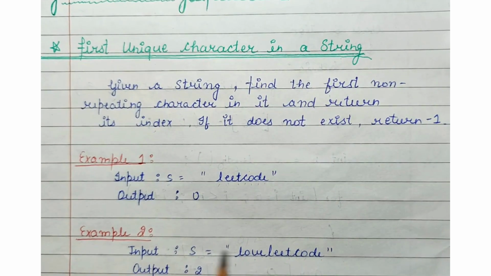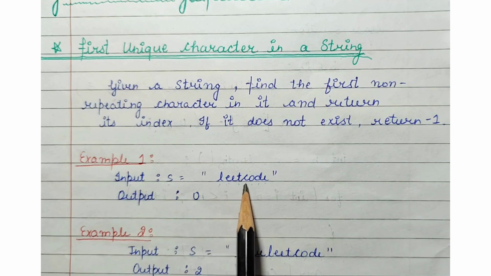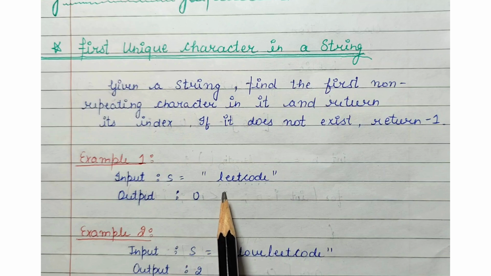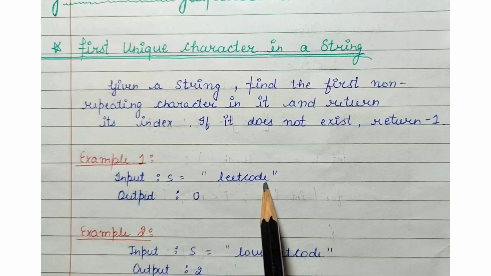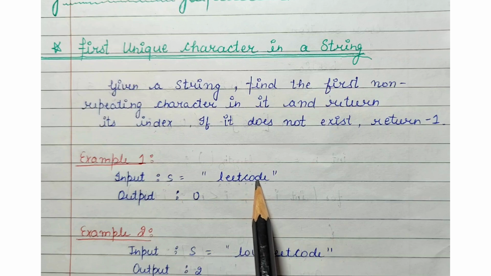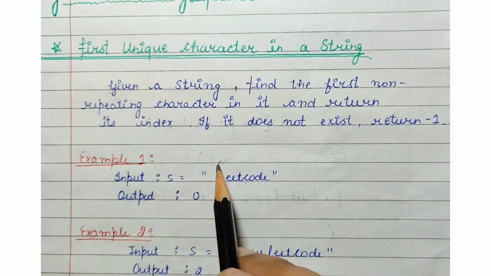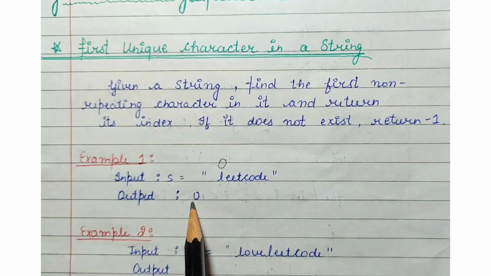So the sample input is, suppose the given string s has the value "leetcode". Now in this string, L is repeated one time, E is repeated 3 times. It means E has a frequency of 3 and T has frequency 1. C also has frequency 1. O and D also have frequency 1 because they are repeated only once. But the first unique character is L and the index of L is 0. That's why in the output we have to return 0.